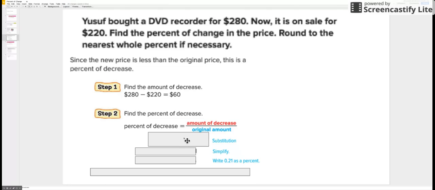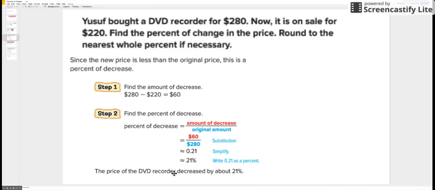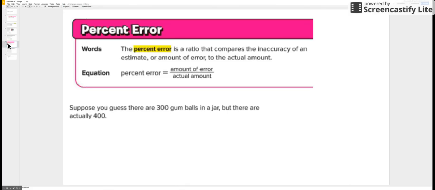So you put the amount of decrease at the top, so that would be 60, over the original price. It originally cost $280. Just divide those out and you get 0.21. Make it as a percent, so move it over 2 places to the right to get 21%. So the price of the DVD recorder decreased by about 21%.